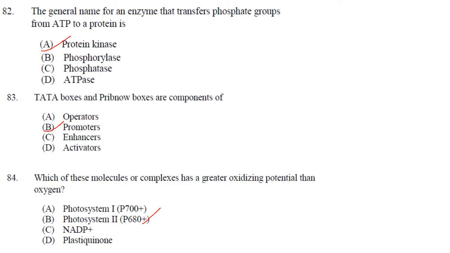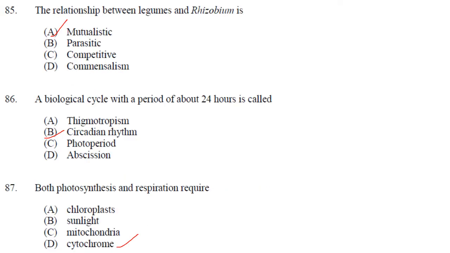Which of these molecules or complexes have a greater oxidizing potential than oxygen? So it is photosystem 2, that is P680+. Answer is option B.